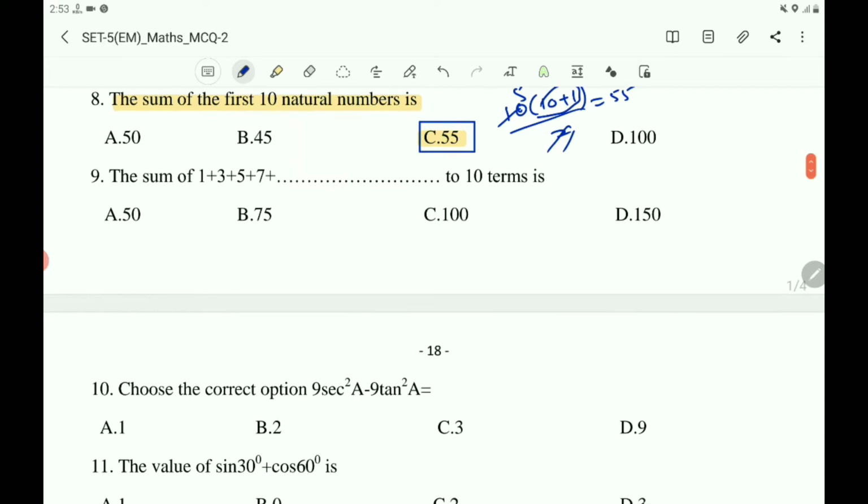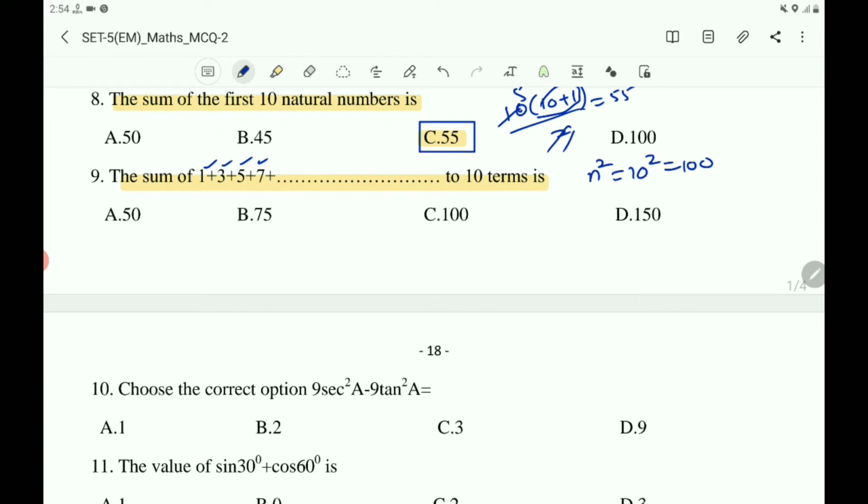Then you take the ninth question. The sum of 1 plus 3 plus 5 plus 7 and so on to 10 terms. Here you observe all these are odd numbers. You can use the formula S equals n by 2 into 2a plus n minus 1 into d, or otherwise you know that they are odd numbers. So you know that the sum of the first n odd numbers is equal to n square. Here it is 10 square, which is equal to 100.